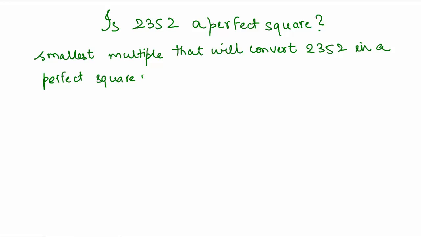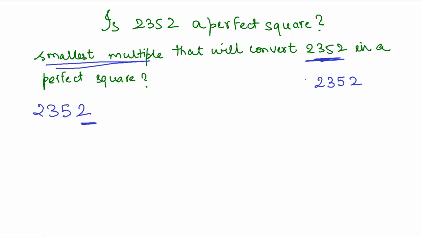Now we already discussed this: because it has a 2 in the units place, 2352 has the digit 2 in the units place, so straight away you can say that this is not a perfect square. However, to be able to find the smallest number that can convert 2352 into a perfect square, we have to do the prime factorization. So let's find the prime factors for this number 2352 by the division method.